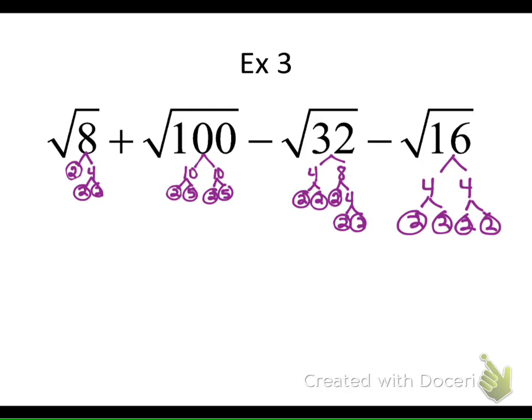So what I did here, I went through and I factored all of my square roots. Now, after I factor all my square roots, I'm going to rewrite each one under my square root signs. So I'm going to put my equal. So the square root of 8, what numbers go under the square root of 8? 2, 2, 2. So I'm going to put 2 times 2 times 2.